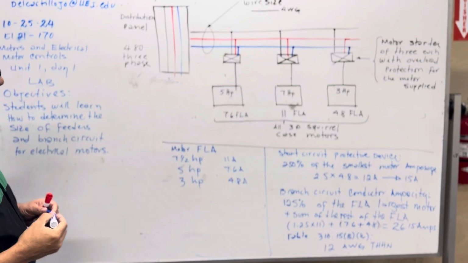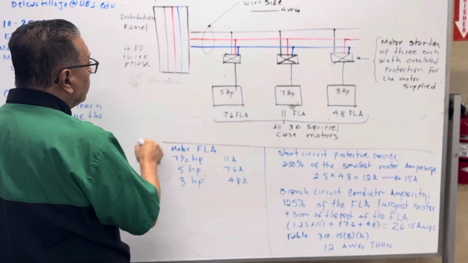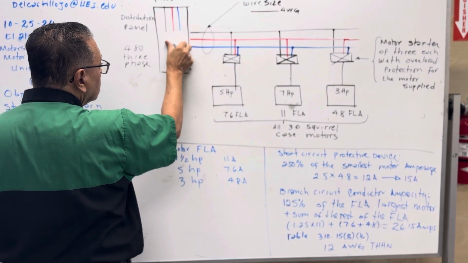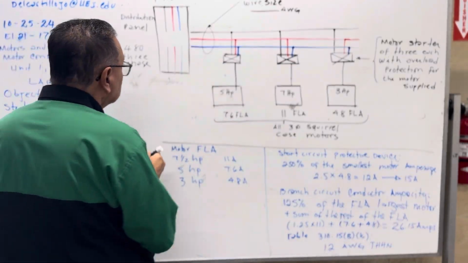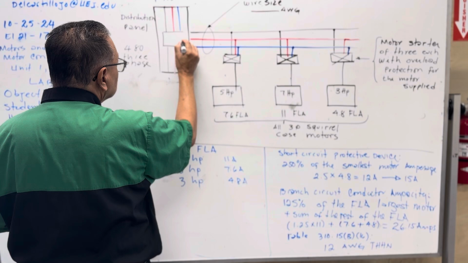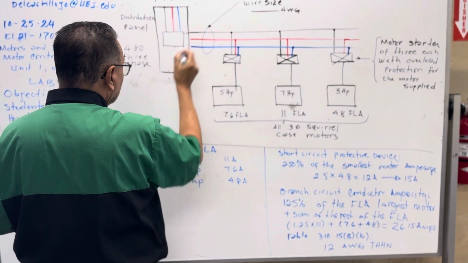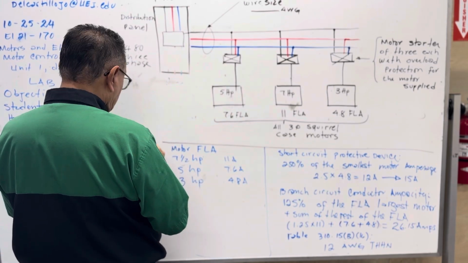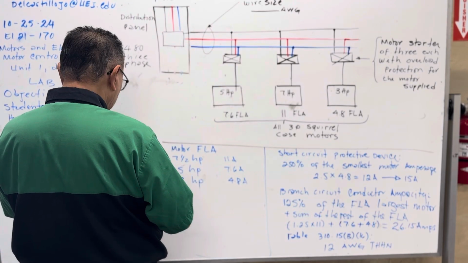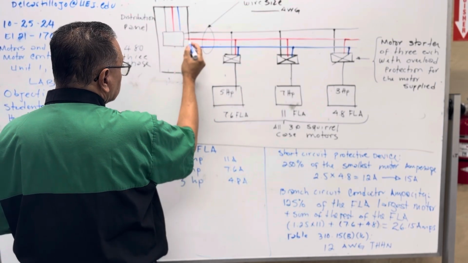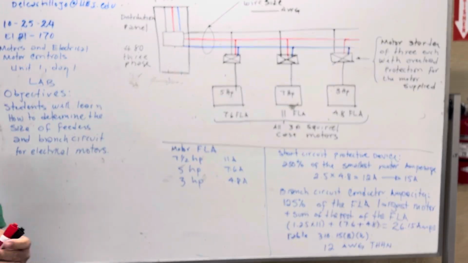This is my distribution panel, and I have my protection here. And I have the three conductors that will be feeding my three electrical motors. So the first step is to determine the full load ampacity.